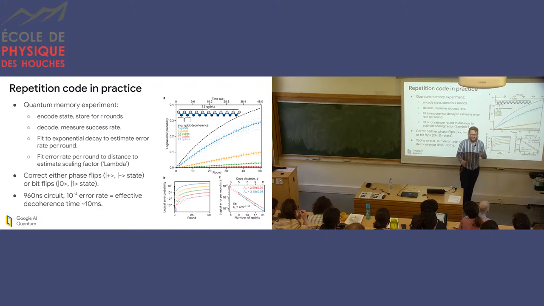But this is actually one of the big bottlenecks. It's a big theoretical bottleneck in building a big quantum computing chip: getting a decoder that can scale to that size and keep up with the device.